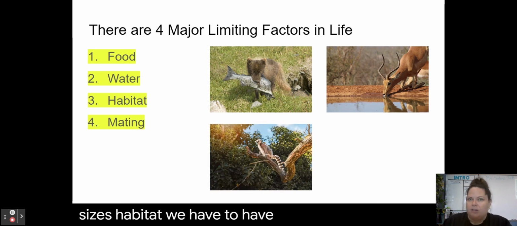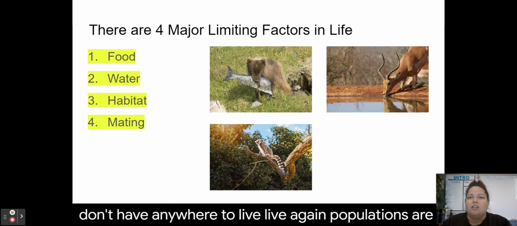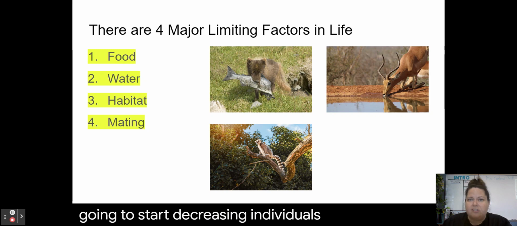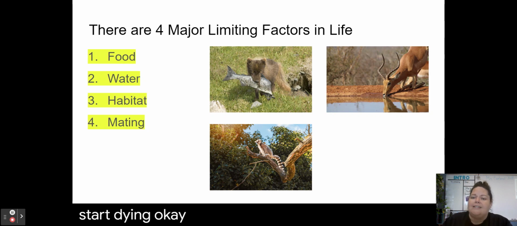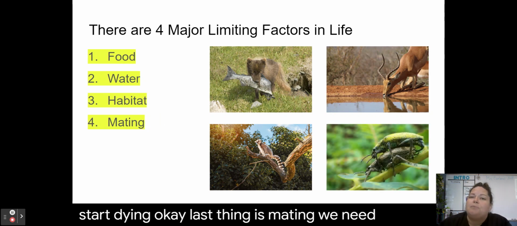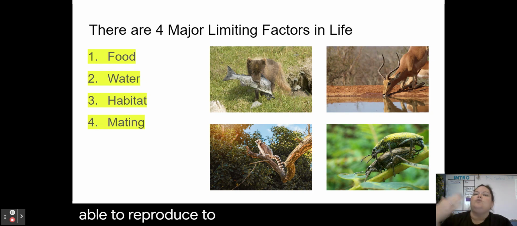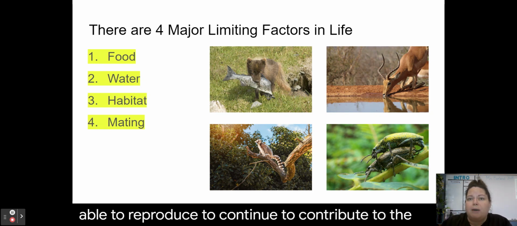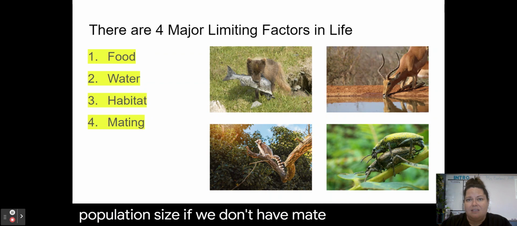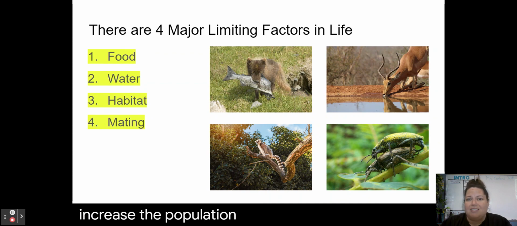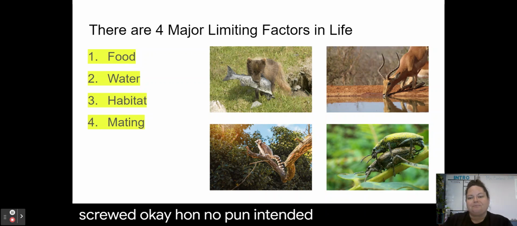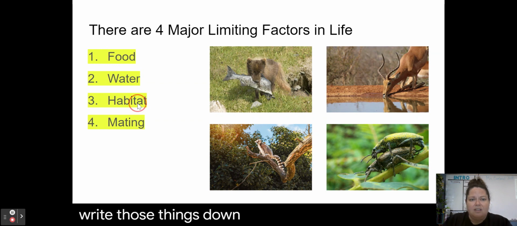Habitat. We have to have somewhere to live. If we don't have anywhere to live, again, populations are going to start decreasing. Individuals are going to start dying. Okay. Last thing is mating. We need to be able to reproduce to continue to contribute to the population size. If we don't have mates, we can't increase the population size. And then we're kind of screwed. Okay. No pun intended. So there's that. Write those things down.